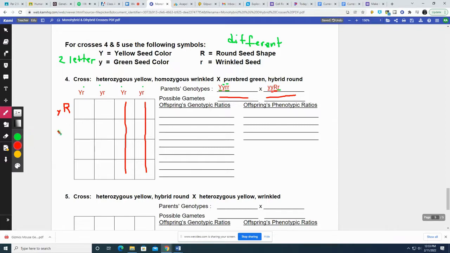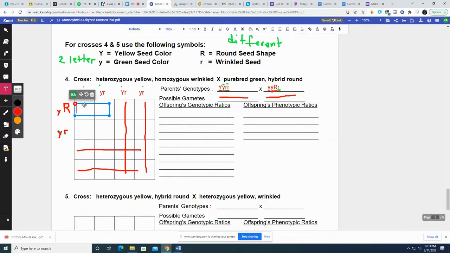Well, little y can go with the little r. Now, once again, you can do another little y, big R, another little y, little r. But why? We don't like to waste time. None of us do. So, cross those out because they're going to be repeats. All right, now let's fill in the boxes.